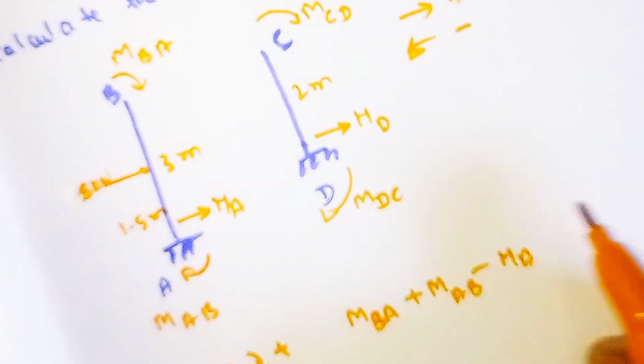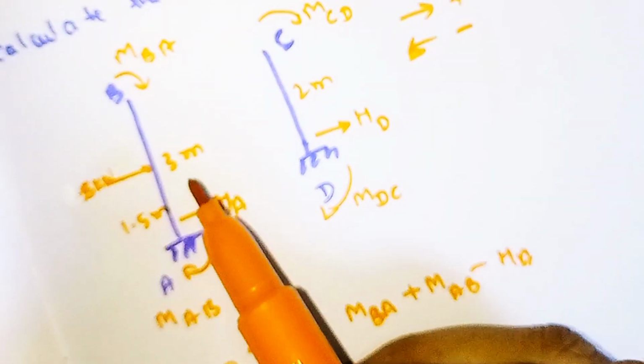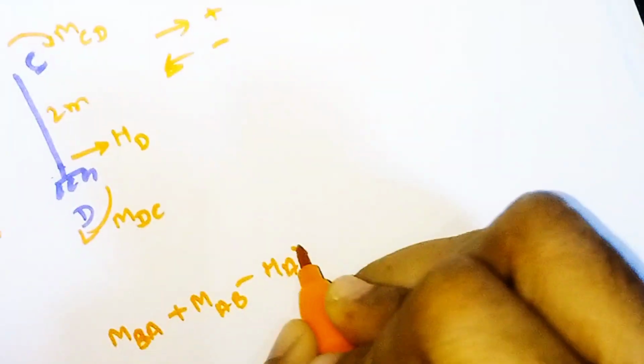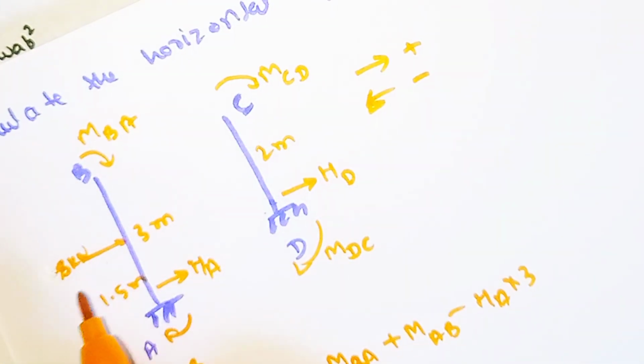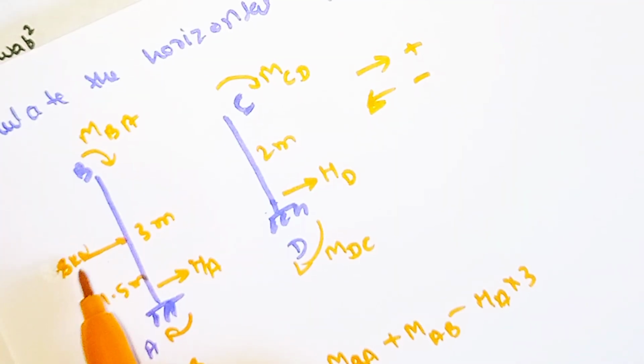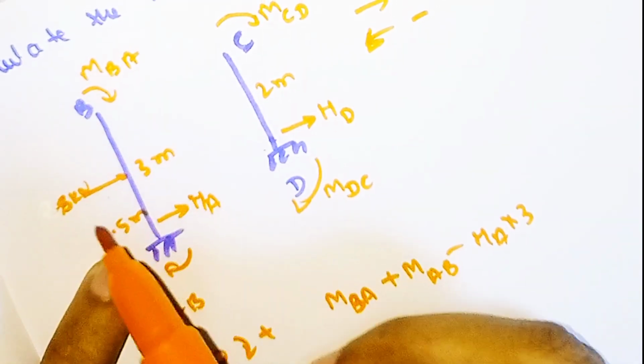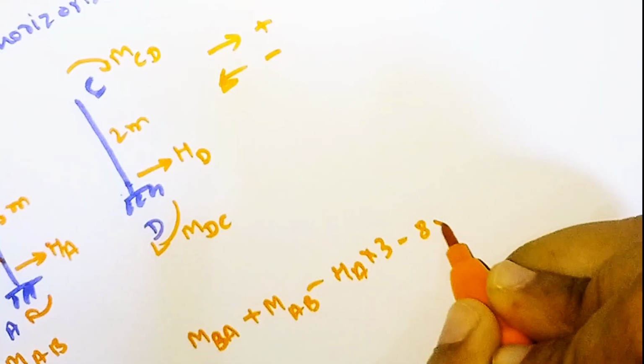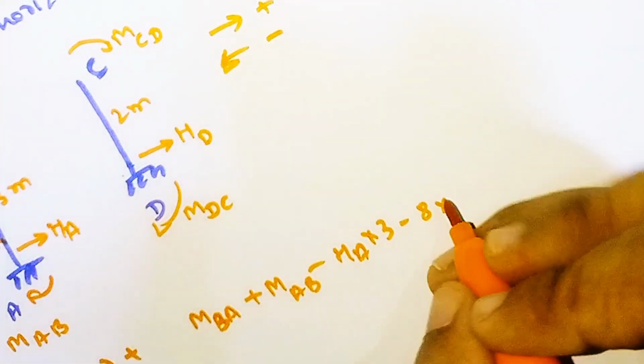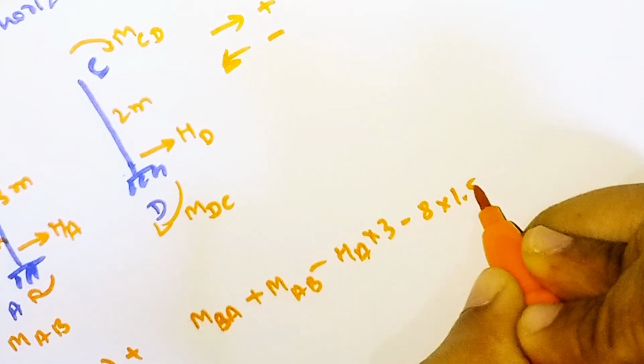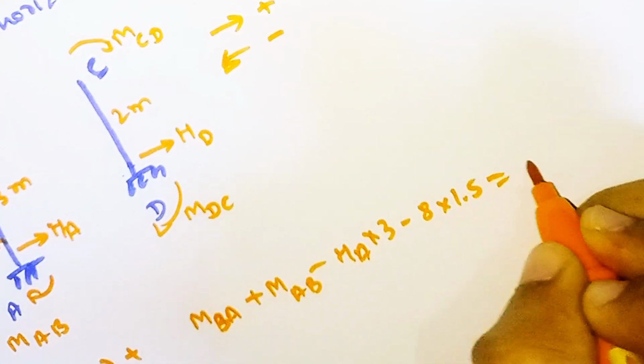Minus HA into the distance from here to here, which is 3 meter, so into 3. One more load is acting, the point load 8 kilonewton at a distance of 1.5 meter. If you rotate this, it will move anti-clockwise, so I am again taking minus 8 into 1.5 is equal to 0.